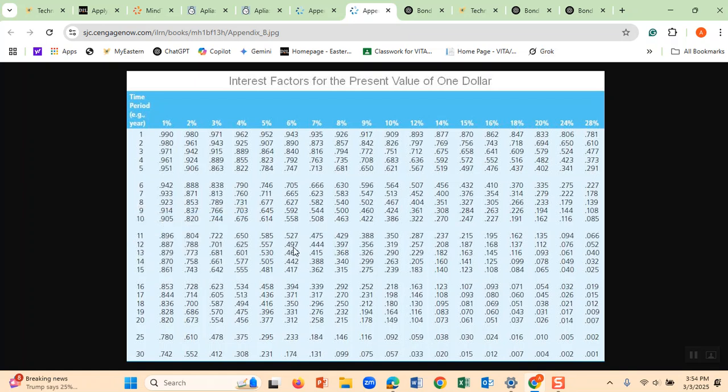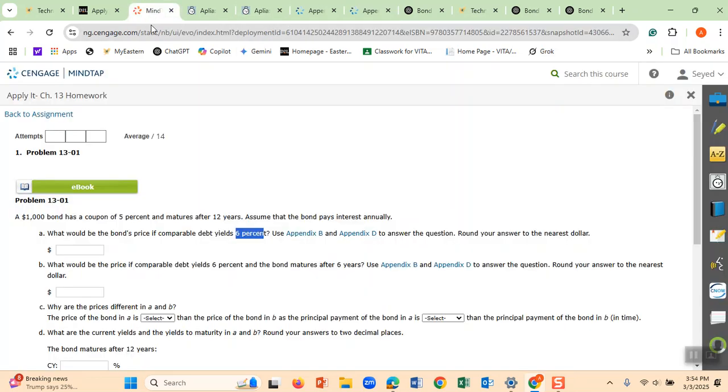If you look at the number, it is 0.497 for $1. For $1,000 it would be $497. We add this together and we calculate the price of the bond. I think the price of this bond comes, if we add those numbers, to, for example, $916. Do you see that?